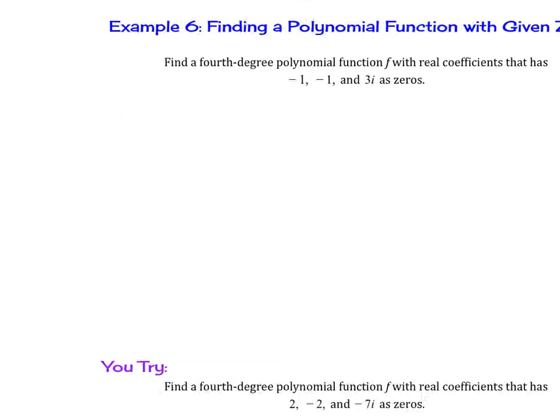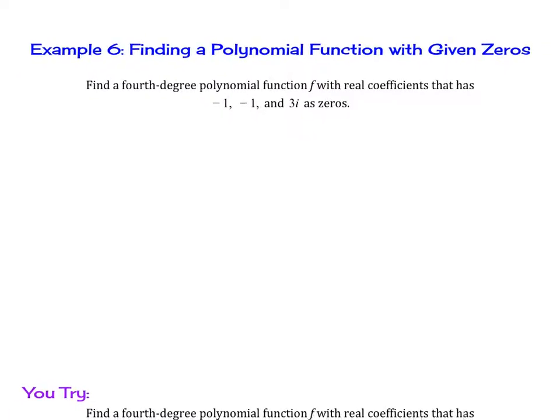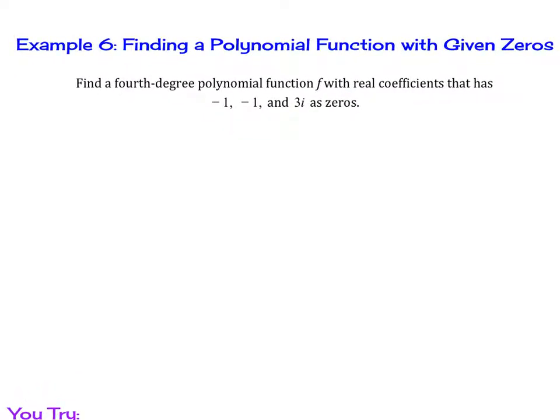So let's try example 6. Find a polynomial function with given zeros. Find a fourth degree polynomial f with real coefficients that has -1, -1, and 3i as zeros. So if you remember, to write this, it's always x minus whatever the zero is. So in that case, we write it as factors. So if this is a -1, it's x plus 1. Then there's another x plus 1. Then we have x minus 3i, and then we have to have the conjugate pair, x plus 3i.